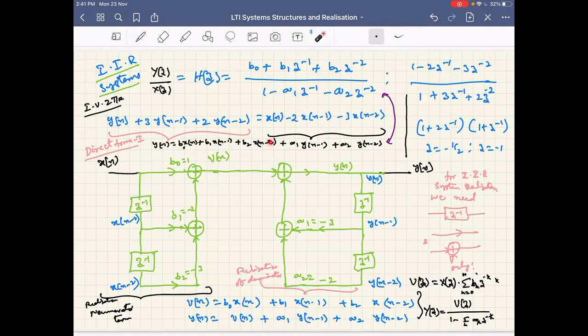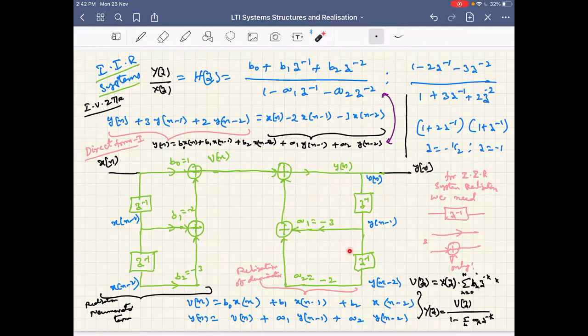We know how to realize this term because this is an FIR system implementation or realization. So we have x of n, b naught into that, and the delayed version x of n minus 1 into b1, x of n minus 2 into b2. This is the realization of the numerator term. Assume that we got some intermediate variable v of n. From here, what we need to realize is the rest of the terms that are not there in the numerator. This amounts to delaying the output y of n minus 1 and delaying further y of n minus 2, multiplying by a1 and a2 to create a1 into y of n minus 1 and a2 into y of n minus 2, and adding them to get y of n.